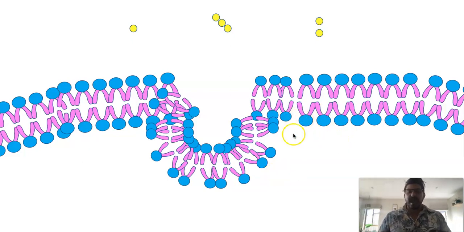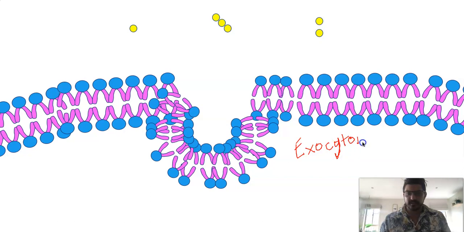This is what we call exocytosis. I'm going to write it down. So we have exocytosis, it's a Y, cytosis. Exocytosis is bulk transport to the external environment. So it's exiting the cell. EX for exit the cell, EX for exit, EX for exocytosis.